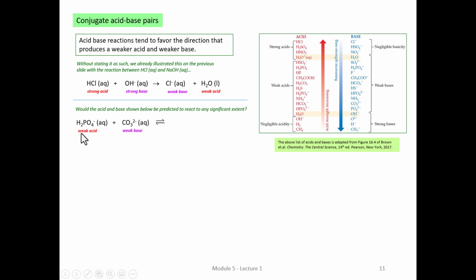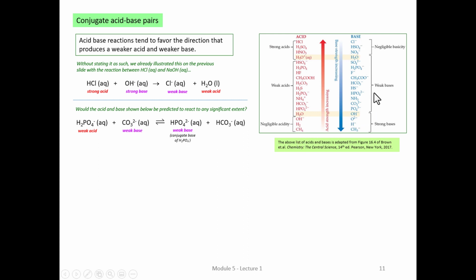Since both of these are weak, we stated in the past that a weak acid, weak base reaction doesn't go to completion. So I'm going to put an equilibrium sign here. If they do react, what would they form? Well, the acid would lose an H+ and form hydrogen phosphate ion, HPO4 2-, which is the conjugate base of H2PO4-, and is a weak base.